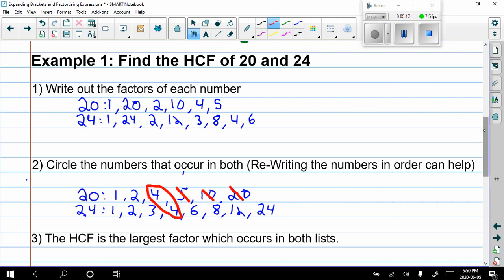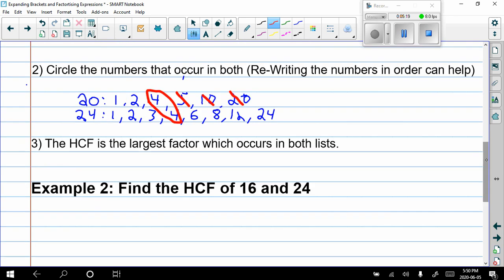And lastly, you always want to state that your highest common factor is a number, because you haven't actually answered the question, you've just kind of circled it. So you want the reader, whoever is looking at your paper, always to know what you're saying.